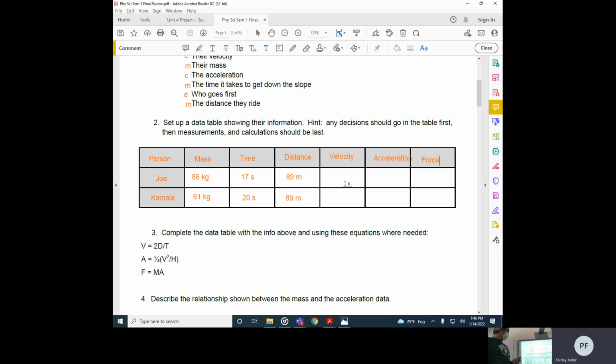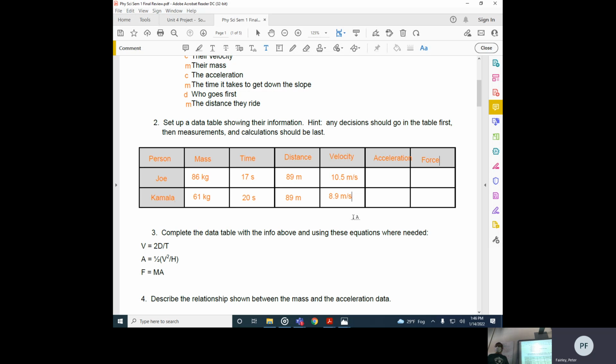Let's see, for Joe's velocity, did you get 10.47? Which I'm going to round off to 10.5. What about Kamala? 2d divided by her time, divided by t. What do we get? 8.9. And I hope you're staying with me because you need to be able to do this by yourself next class, huh? Well, not next class. We have one more review day.